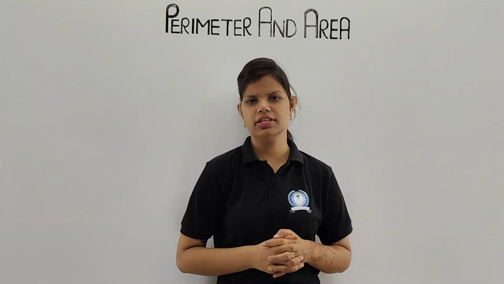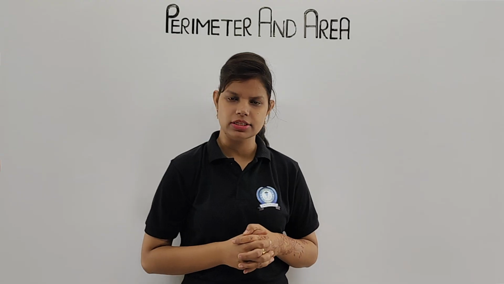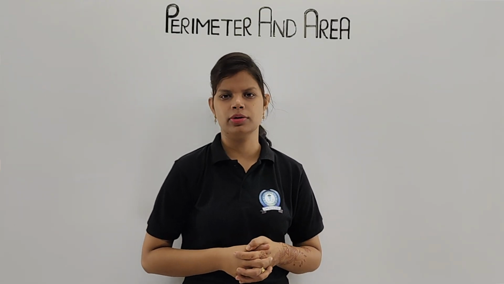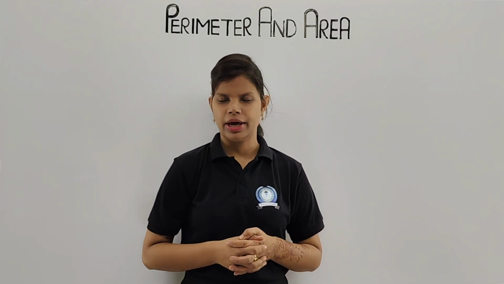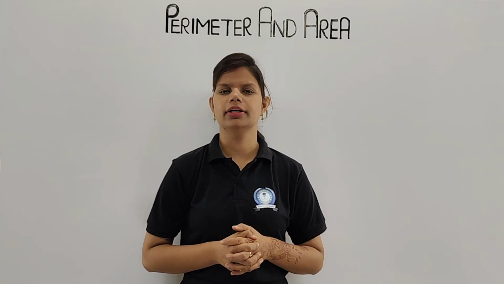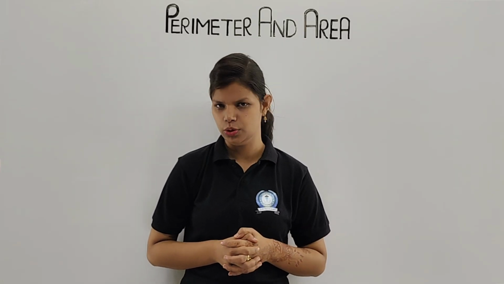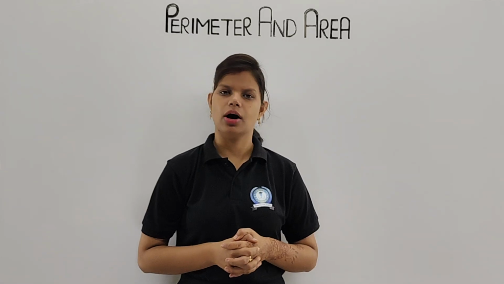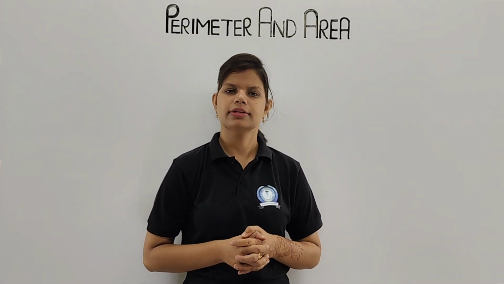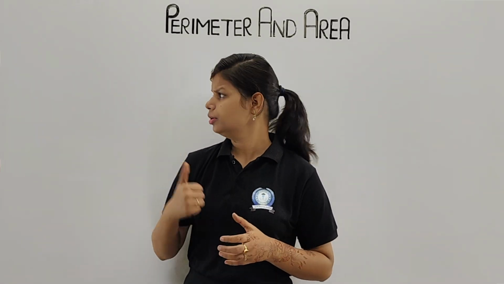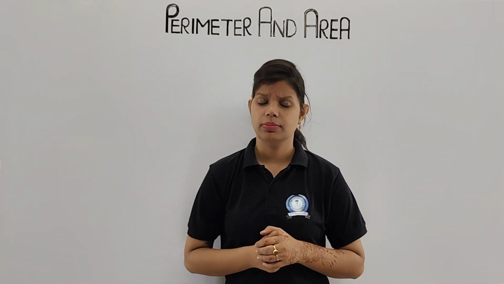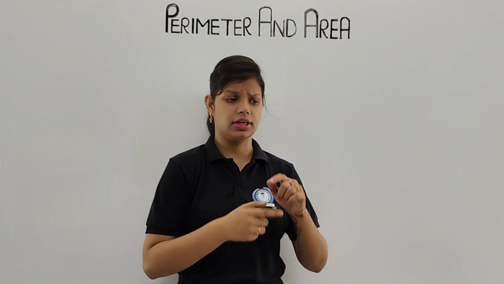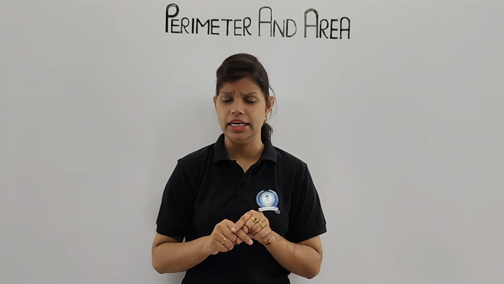In our previous video we discussed perimeter, and in this video we are going to discuss area. Perimeter and area are different terms and they have different uses as well. Perimeter is the outer boundary of any figure, whereas area is the space covered by an object. The main difference between them is what? One is the outer boundary or outer figure of any shape.